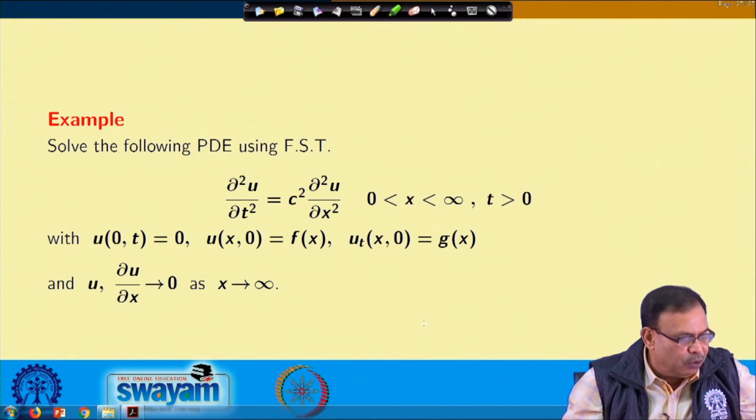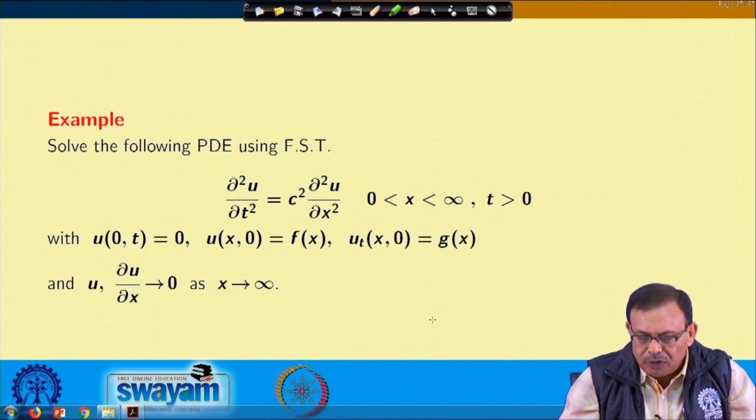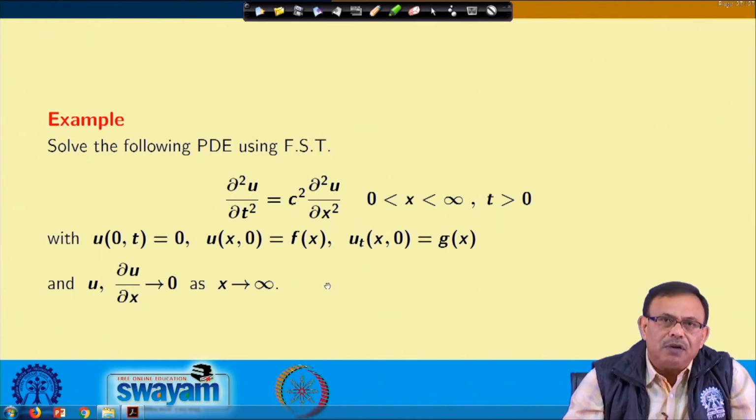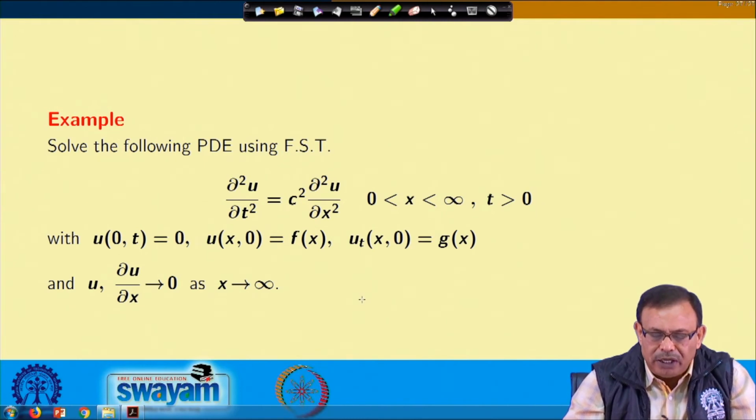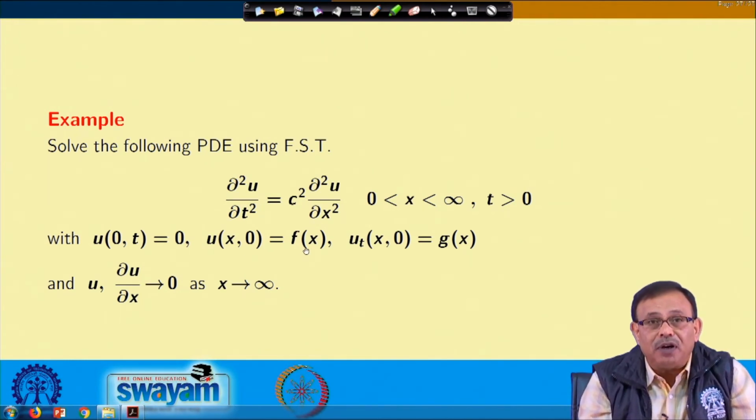So, once I am doing it, I have to use Fourier sine transform. From the conditions, it is quite obvious that I have to use the Fourier sine transform with respect to the variable x only, because u and del u del x both are approaching 0 as x approaches infinity. But here also we have taken a similar function.